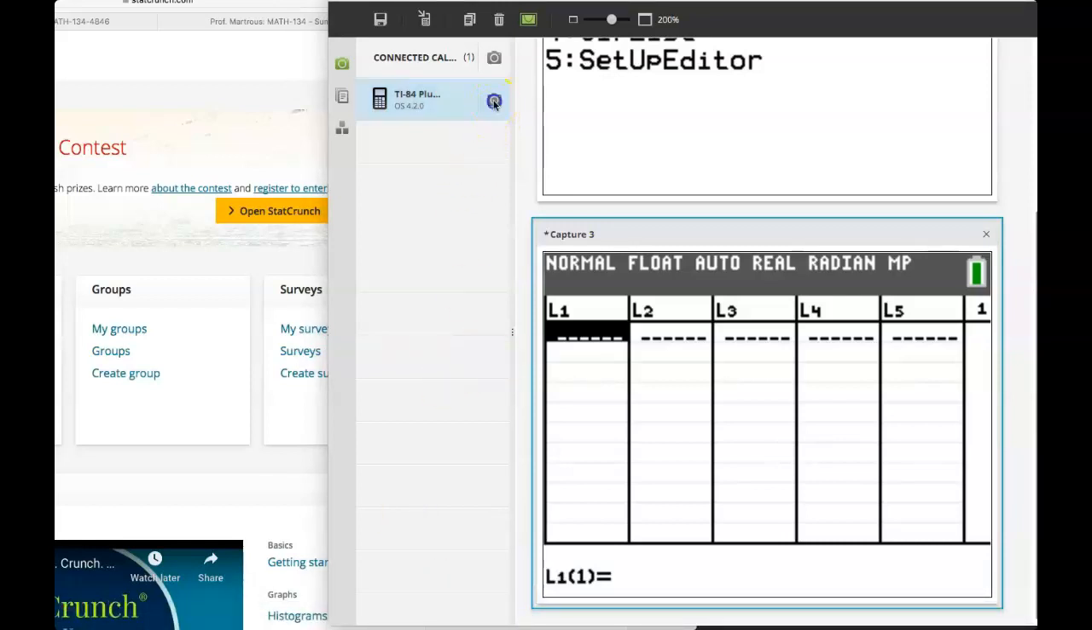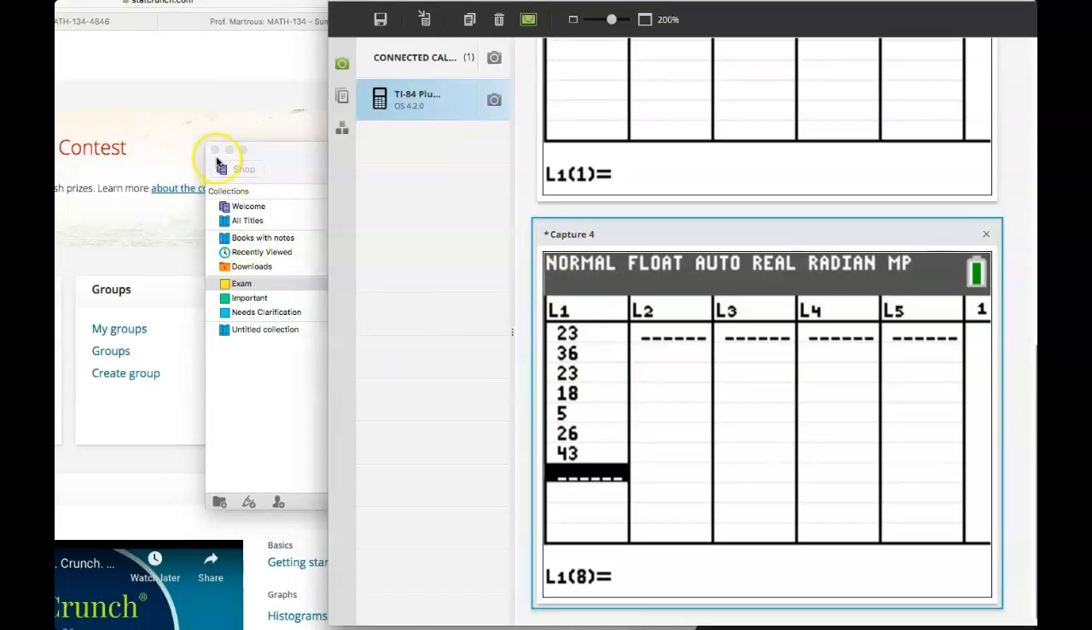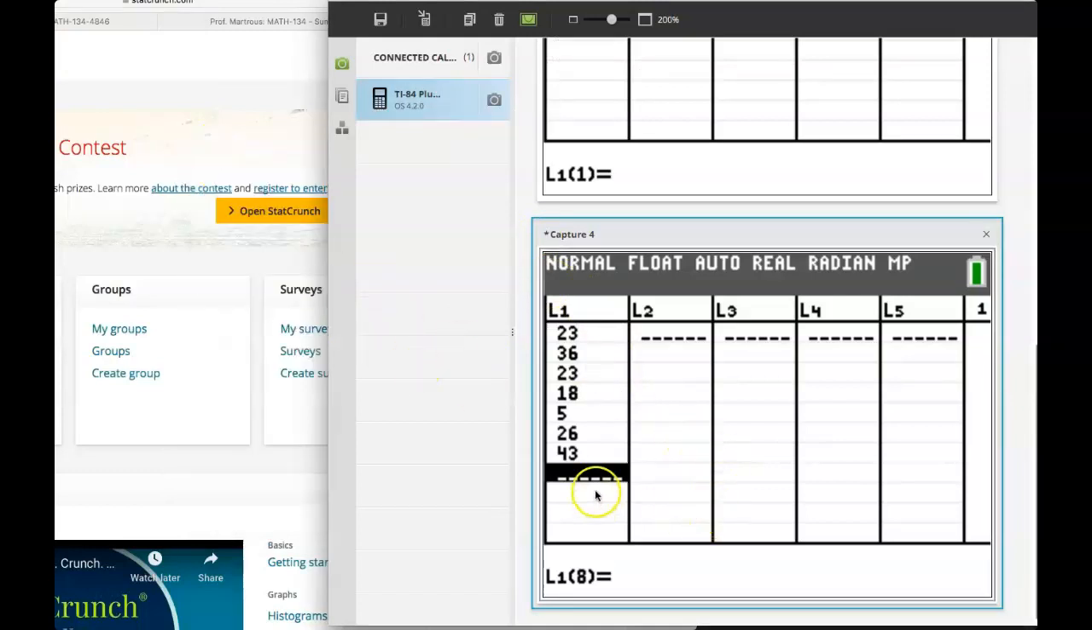Okay, so I have this. I entered all these data. We have 4, 5, 6, 7. So n was 7 in part A, and that is odd. Now we want to find what the median is.